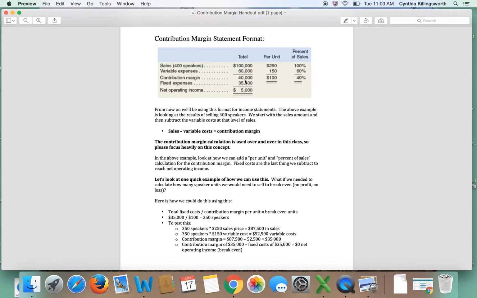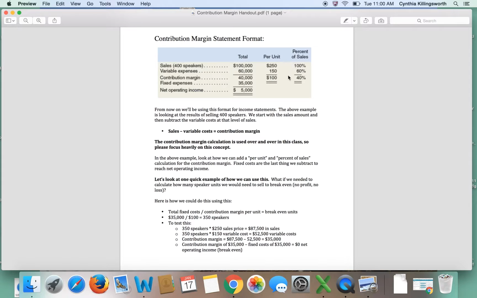What we calculate here is the contribution margin. It'll be the sales amount minus the variable expenses equals the contribution margin. The last thing that we'll subtract are the fixed expenses to reach our net operating income. Look over here. This ends up being really important information that we've already used. What are the per unit cost, sales price, and variable expenses? Fixed expenses don't have a per unit amount. They're just fixed for the time period.